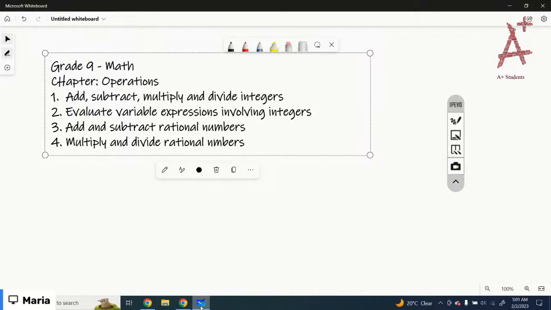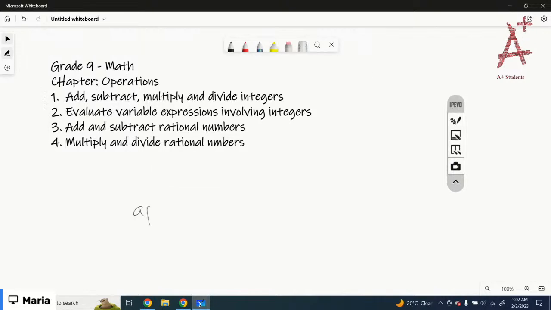So we're going to start with grade 9 maths. You can find all the lessons on aplusstudents.com. You have to log in there using your email address and the password provided by the administrator. Then you have to select math from the subject tab, scroll down to grade 9, and then click on view all lessons.